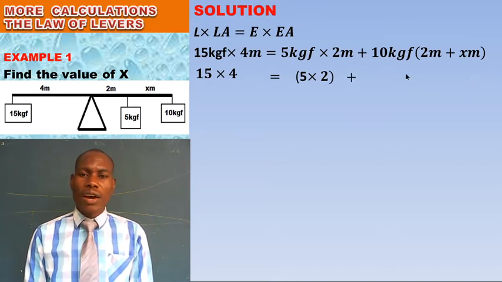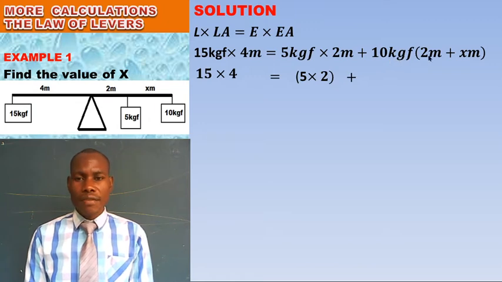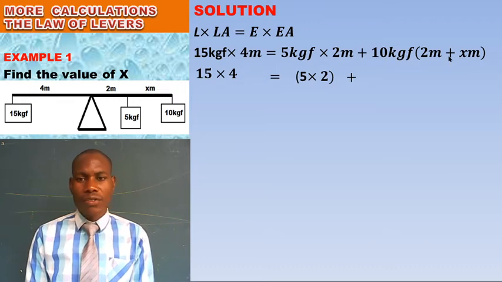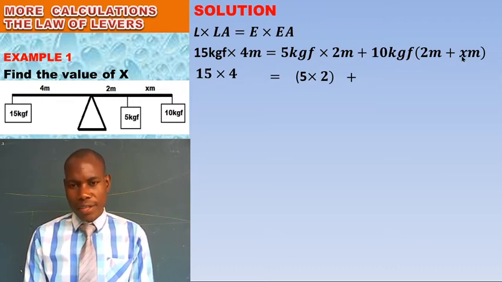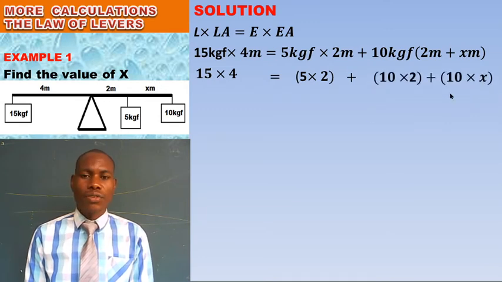Now, when we look at this 10 kilogram force, it multiplies everything in these brackets here. So we shall say 10 kilogram force times 2 plus 10 kilogram force times what? X. That's why we shall end up having 10 times 2 plus 10 times x.